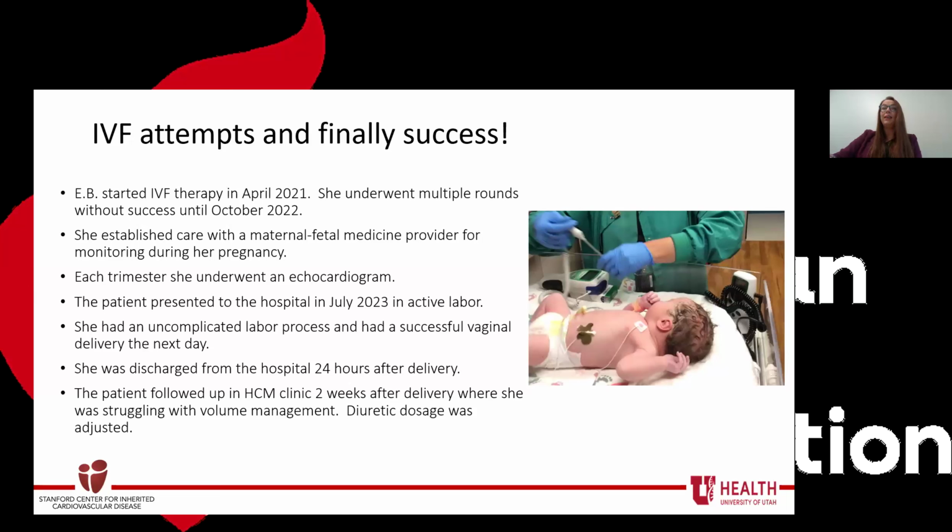For EB, she underwent IVF attempts for a year and a half, so April 2021 to October 2022. She was able to have a viable pregnancy, and she did really, really well throughout the whole thing. She established care with a maternal fetal medicine provider. Each trimester, we did an echocardiogram. They were pretty unrevealing and unchanging. In July 2023, she presented in active labor. She had an uncomplicated labor process and had a successful vaginal delivery the next day.